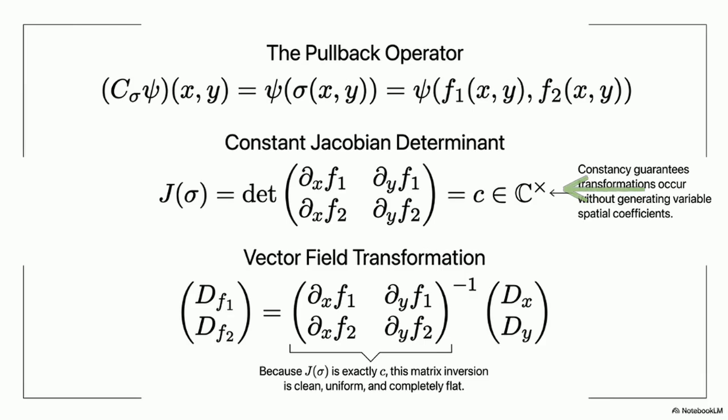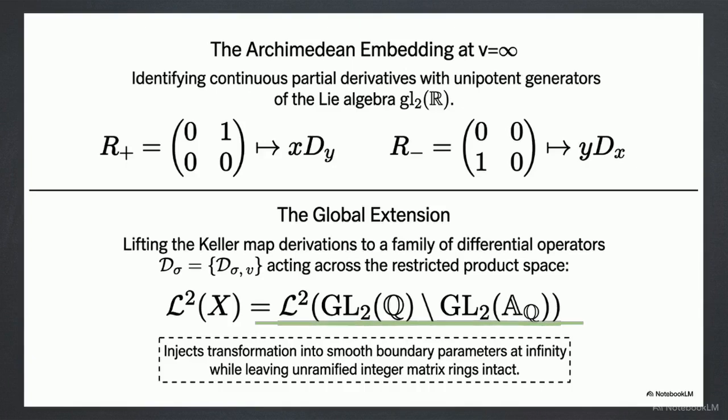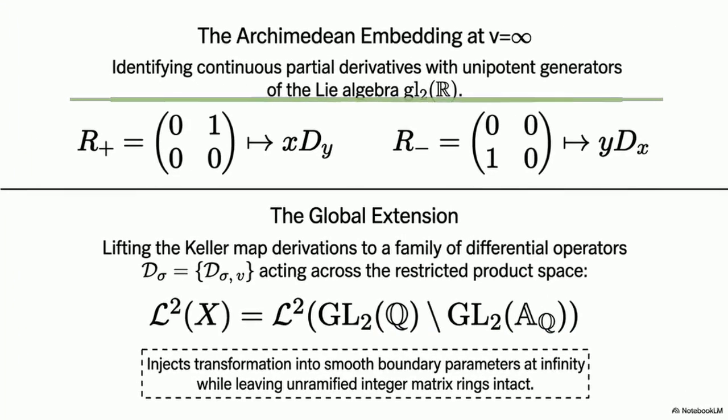It forces the vector field transformation matrix to remain uniform and flat, preventing variable spatial coefficients that complicate a global lift. We then lift these derivations into the global adele ring. By identifying the local derivatives with unipotent generators in the matrix Lie algebra, we can embed the map into a family of global differential operators.